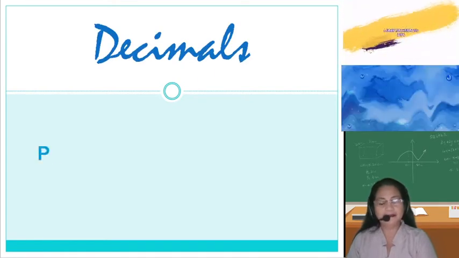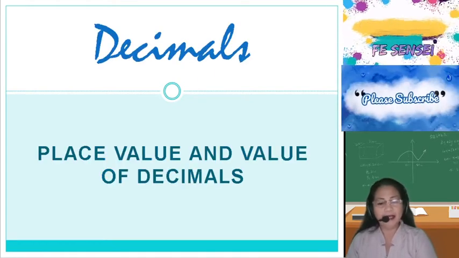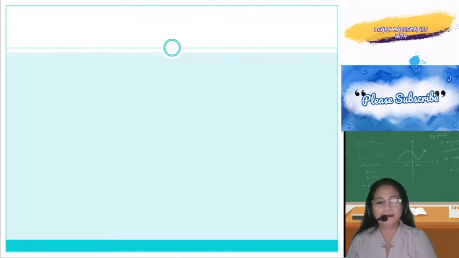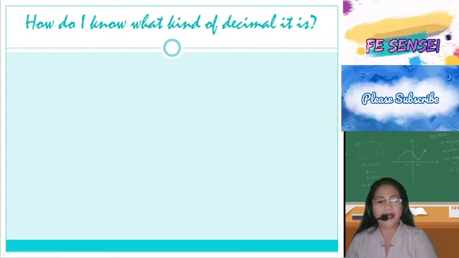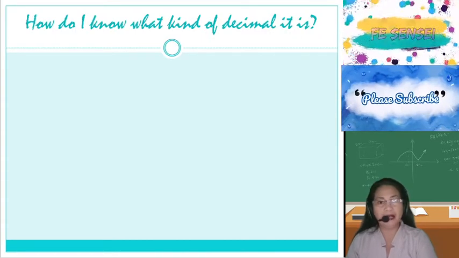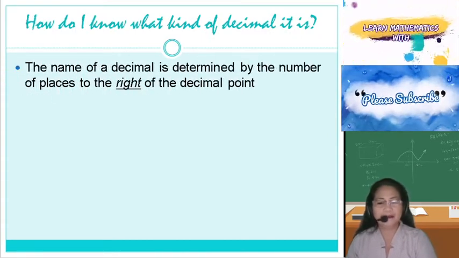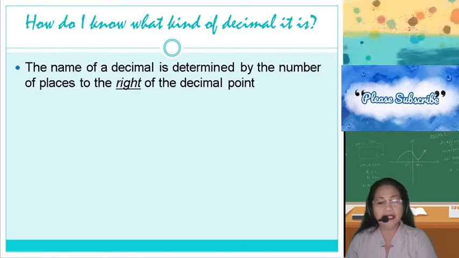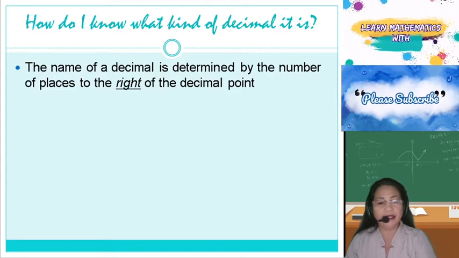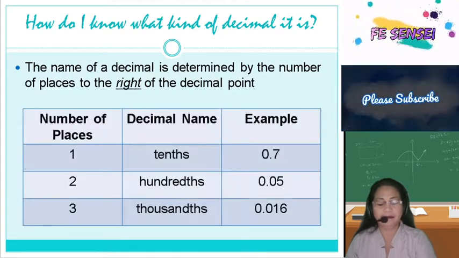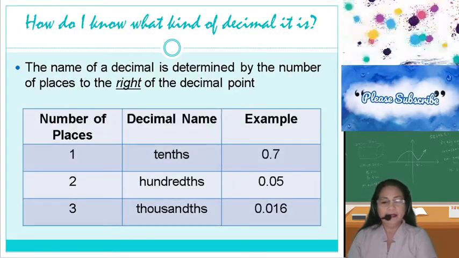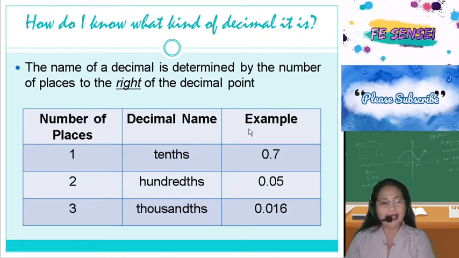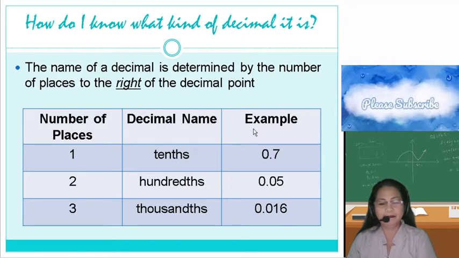Decimals. Place value and value of decimals. How do I know what kind of decimal it is? The name of a decimal is determined by the number of places to the right of the decimal point. The number of places, the decimal name, and its example.